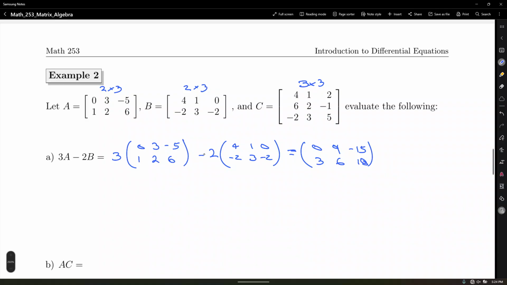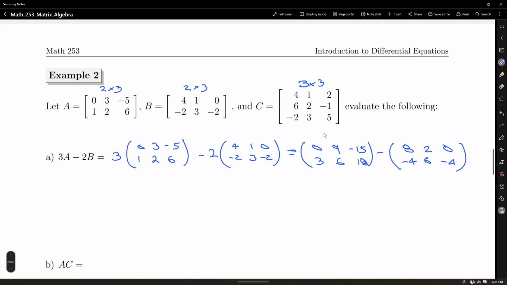I'm going to keep the minus here. The alternative is to multiply everything by negative 2 and then keep an addition, but I'd rather keep the negative and then multiply all the entries of the second matrix by the number 2. So 2 times 4, which is 8. 2 times 1, which is 2. 2 times 0, which is 0. 2 times negative 2, which is negative 4. 2 times 3, which is 6. 2 times negative 2, that equals negative 4.